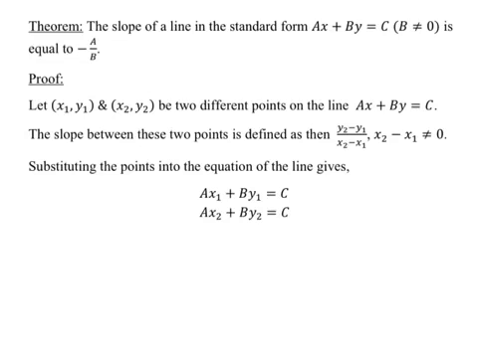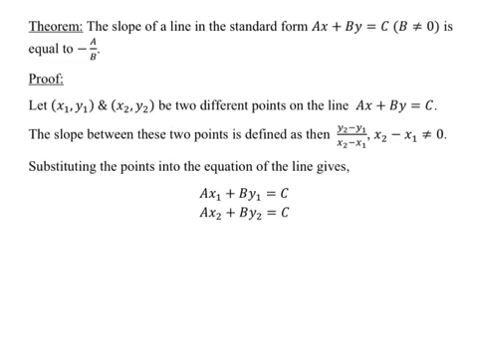So if we say that x1, y1, and x2, y2 are two different points, but they're on the line ax plus by equals c. Well, we could say that if we have 2 points, the slope between them is, again, y2 minus y1 over x2 minus x1. So what we can do is, we can take these points here and plug them into this equation right here. And if I plug x1, y1 into here, I have ax1 plus by1 equals c. That's the first line. If I plug in the second coordinate, I get ax2 plus by2 equals c. That's the second line here.